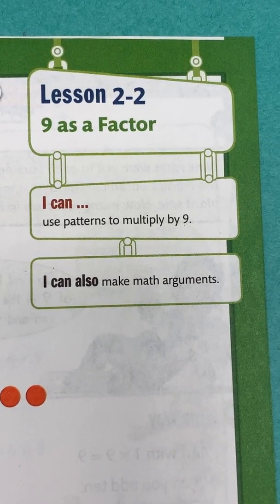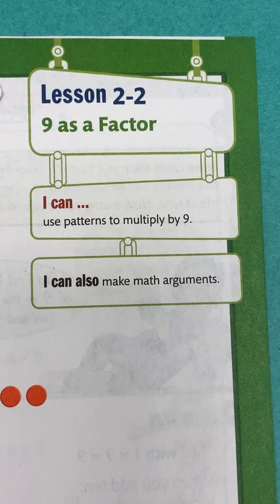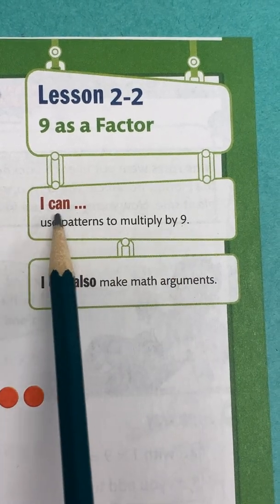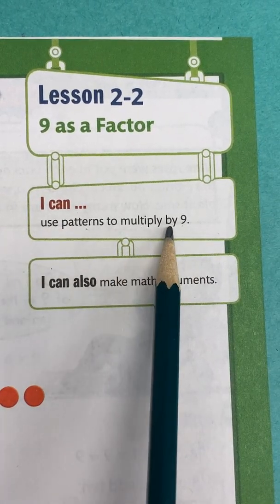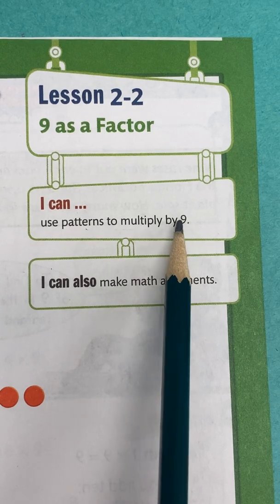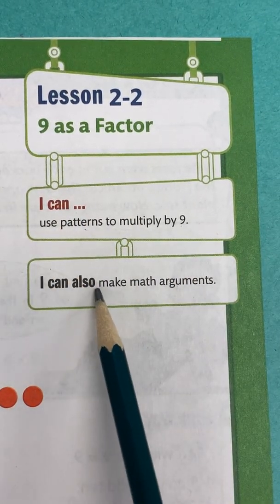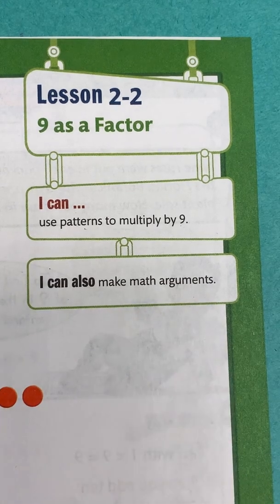Today we are in lesson 2-2, and that starts on page 45. Remember, you can pause or rewind the video at any time if I'm going too fast for you. Our I can statements today says I can use patterns to multiply by 9. So today we're talking about 9s as a factor, multiplying by 9. I can also make math arguments.